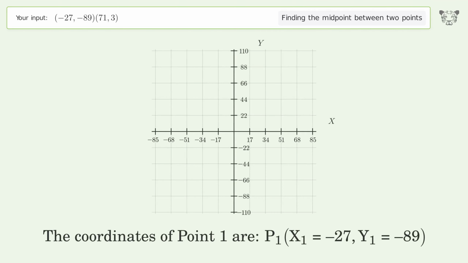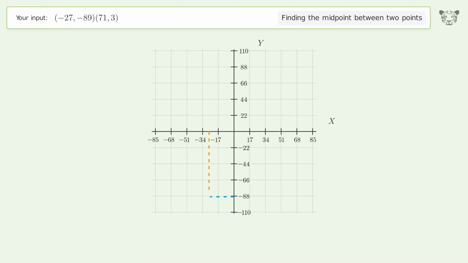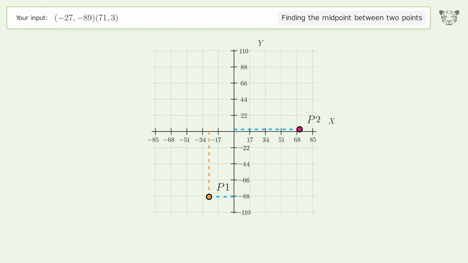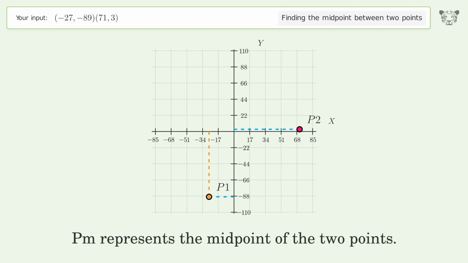The coordinates of point 1 are, x1 equals negative 27, y1 equals negative 89. The coordinates of point 2 are, x2 equals 71, y2 equals 3. PM represents the midpoint of the 2 points.